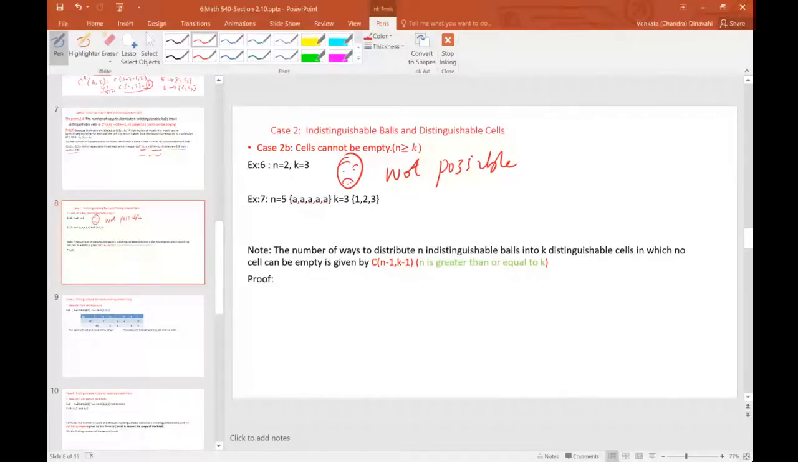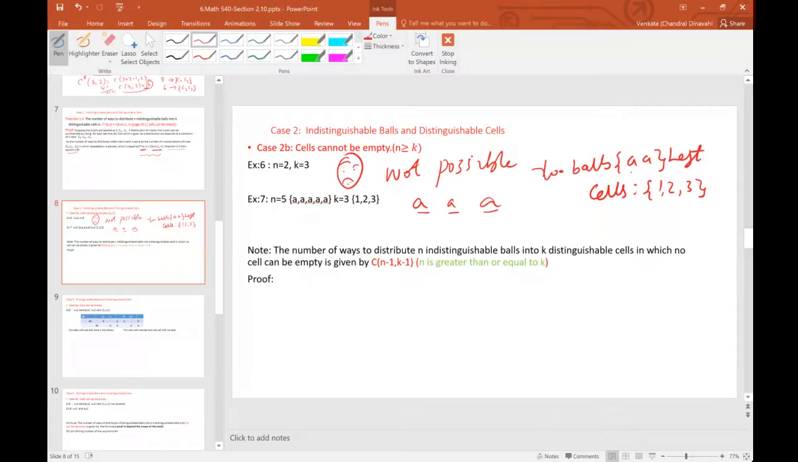Suppose there are 5 balls and all are the same. So I am calling all of them A, and there are 3 cells. How many ways can you distribute them, and you don't want any cell to be empty? So the way you need to do that is, there are 3 cells: cell 1, cell 2 and cell 3. First you put 1 ball in each. So 3 are already taken care of. Now there are 2 balls left, and there are 3 cells.